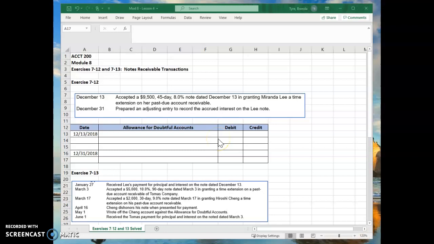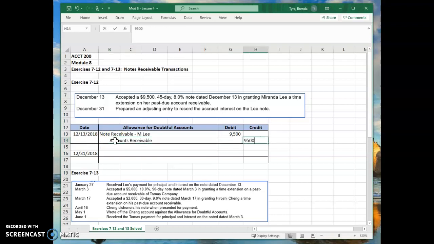On December 13th, Danica Company, I think I omitted the name of the company, accepted a $9,500 45-day 8% note from Miranda Lee for payment on her account. So we are going to record this as note receivable. That will be a debit for $9,500, and we will credit the accounts receivable.